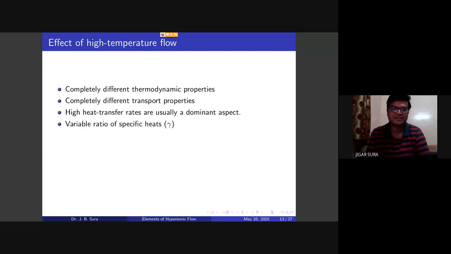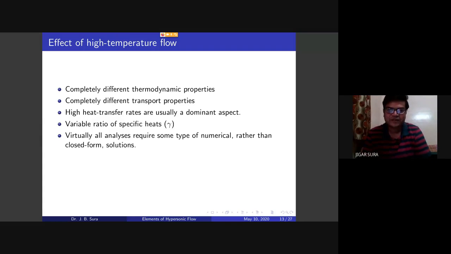Variable ratio of specific heats, gamma. So gamma for air at room temperature, you take 1.4. For the same gas, if you change the temperature, your gamma changes. In fact, once you cross a certain boundary like 2000 or 3000 Kelvin temperature, your air does not remain air itself. It becomes a mixture of different atoms. At that time, gamma is totally different.